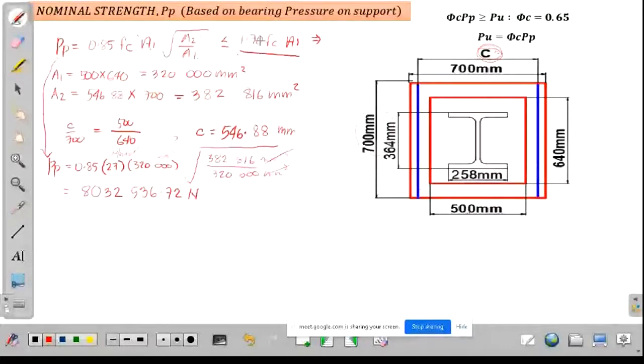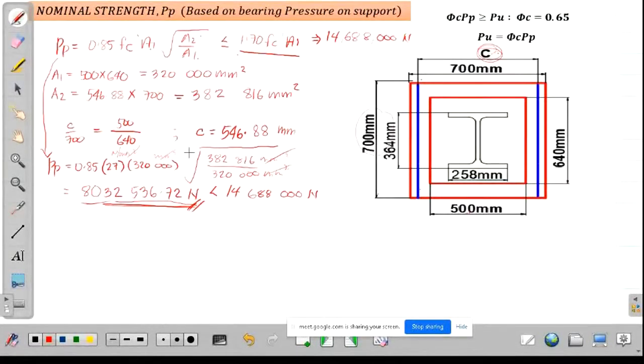So, that is equal to 14,688,000 Newton. Check. So that is 14 million. Okay, so pasok siya. That is less than our 14,688,000. So ito yung kukunin nating PP. Okay? Ito yung kukunin natin.